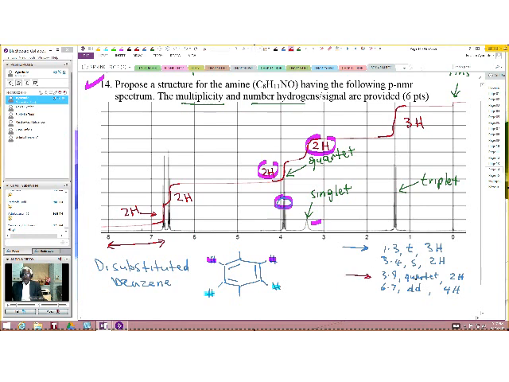You have a triplet and you have a quartet. What does that tell you? You have a quartet and you have a triplet. What does that tell you? Ethyl. Ethyl, excellent. Now keep in mind, what is the formula that you have here?